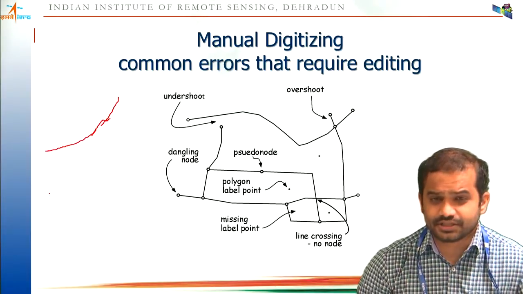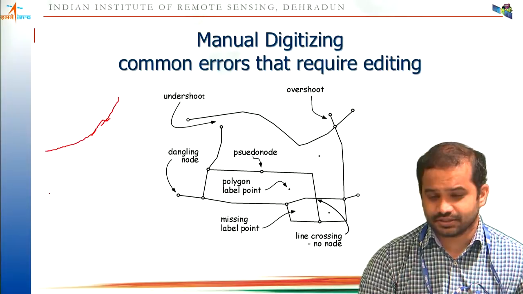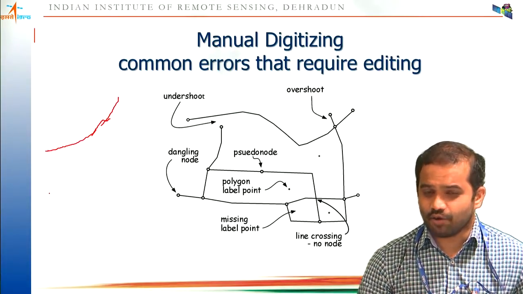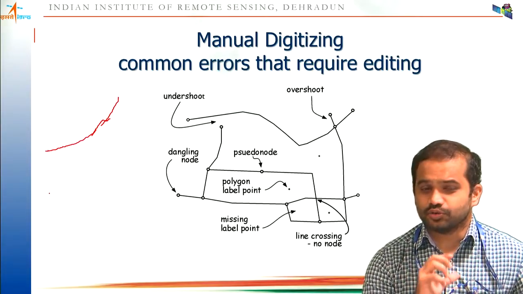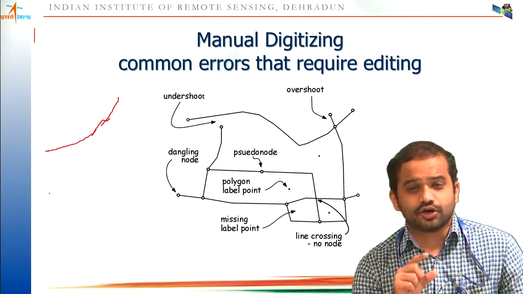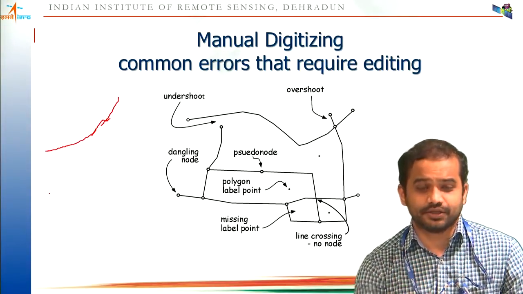Now, there are a lot of common errors which can happen while manually digitizing, that we need to understand, so that we can either avoid them by taking care of these kinds of errors, or we can use some approach where these errors are automatically removed.